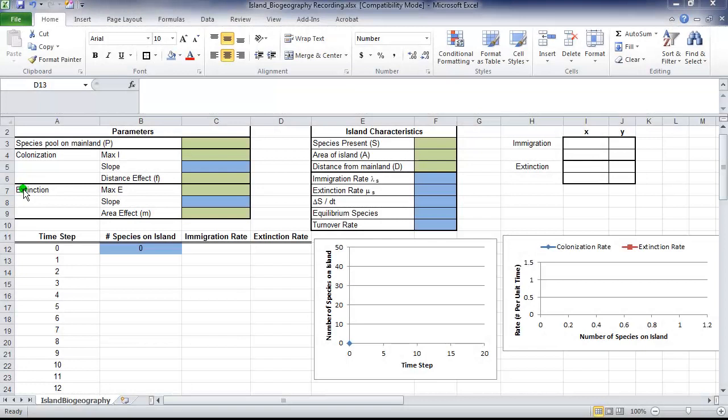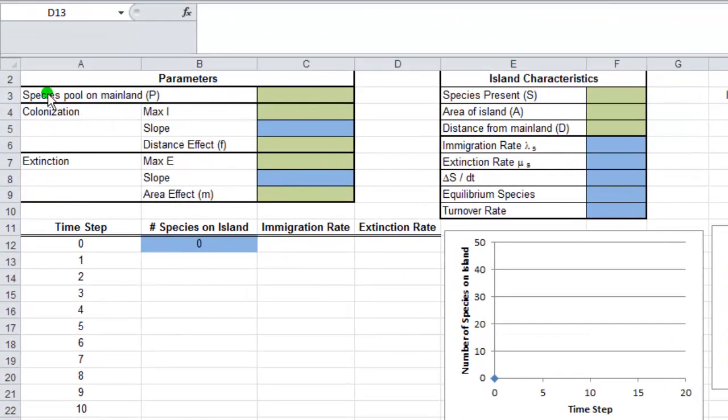In today's video, we're going to be building the island biogeography model that Jed just talked about. You've downloaded the shell from the website, and so here are the model inputs that we'll be dealing with. The parameters are, first, the number of species that are available in the mainland pool, and you can enter a value in cell C3. So let's assume that we have 30 species occurring in the mainland pool. That's our source of species that are able to colonize our island.